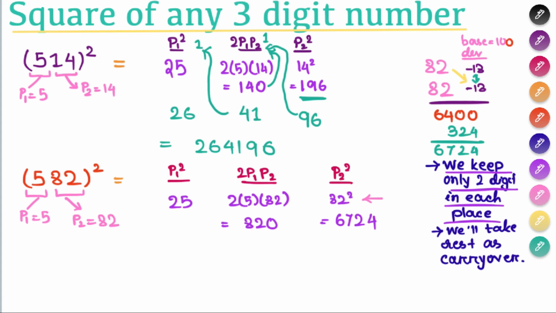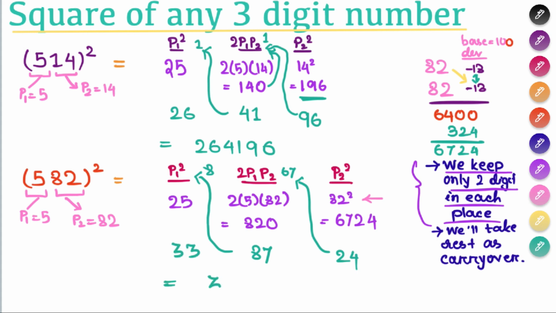Now we will follow this particular rule, that is we keep only 2 digits in each place. So here we will only keep 24 and we will take 67 as carryover. Then we add 820 plus 67, we get 887. So we keep 87 and we take 8 as carryover. Then we add 25 plus 8, we get 33. So the answer is 338724.